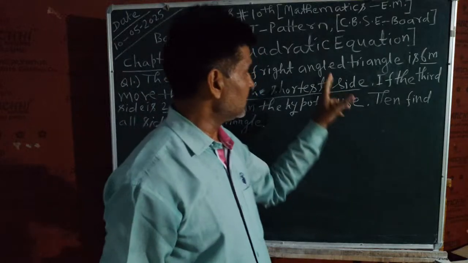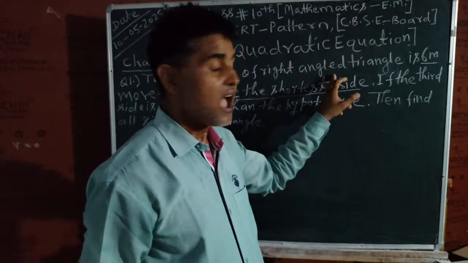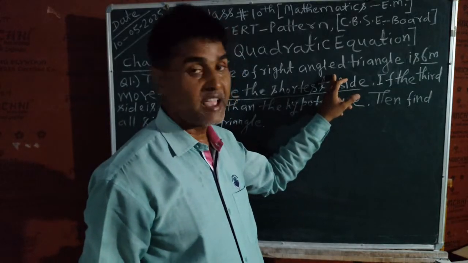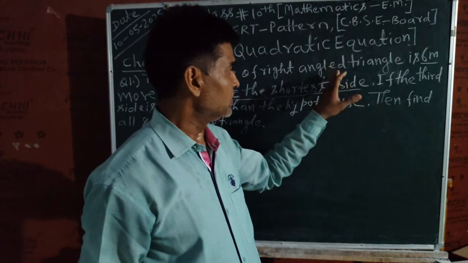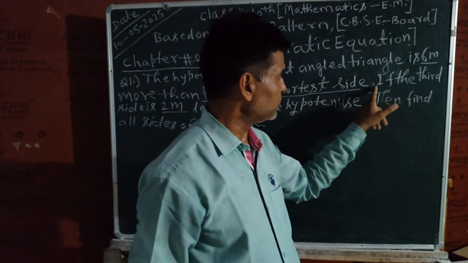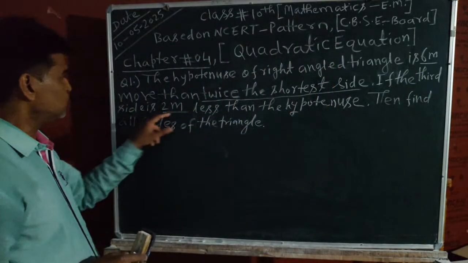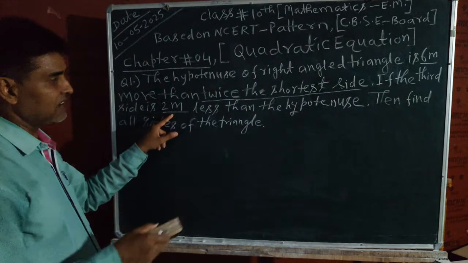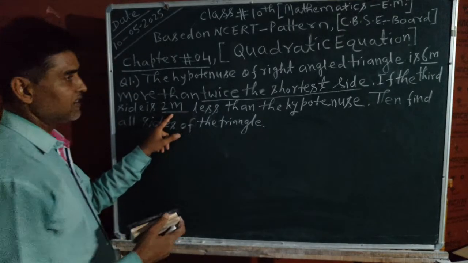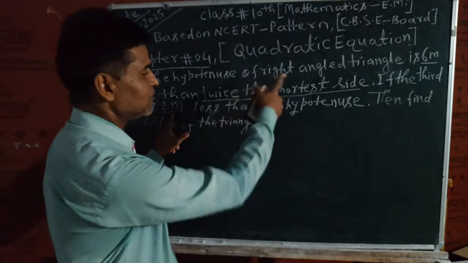Okay students, so this one statement has been completed by me, and after this we will read, and after reading I will write its information in mathematical form. Now here it is given: if the third side is 2 meter less. A triangle has 3 sides, so the relationship between the hypotenuse and the smallest side is given in statement number 1.